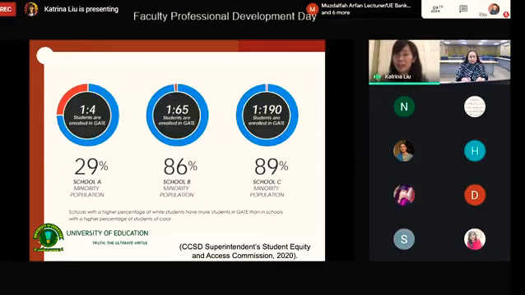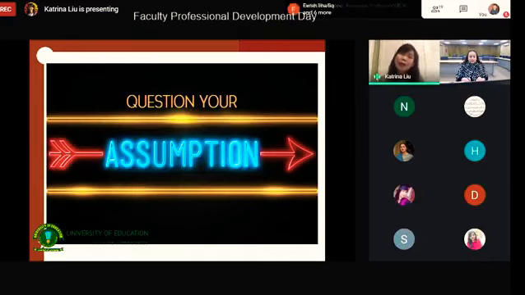However, if the student population diversity dropped to 29%, 1 out of 4 students are placed in GATE programs. What does that mean? What happened? What problems are behind this picture? So anyways, that means the assumptions need to be questioned.